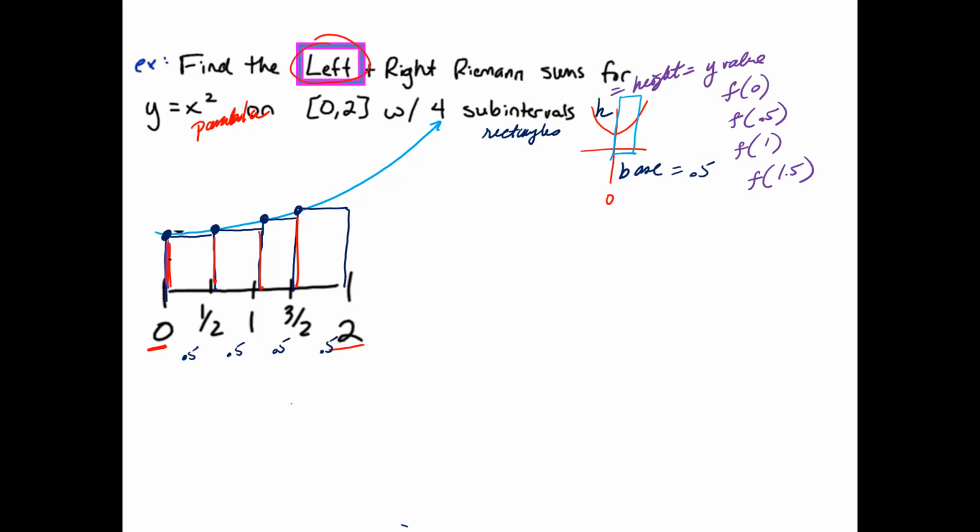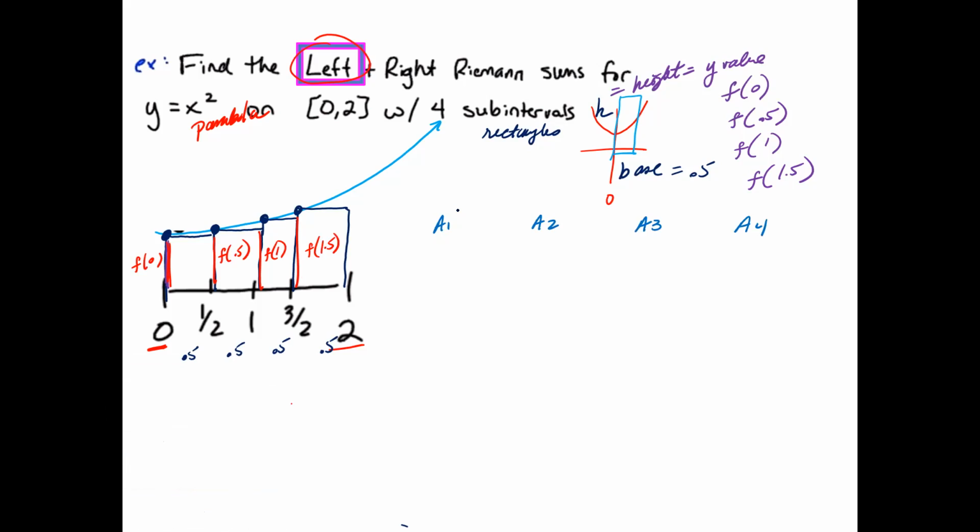All right, so then to find the height of the first rectangle, I would do f of 0, height of the second rectangle, f of 0.5, height of the third rectangle, f of 1, and the height of the fourth rectangle, f of 1.5. All right, so let's go ahead and add everything together. So your first area, second area, third area, fourth area.